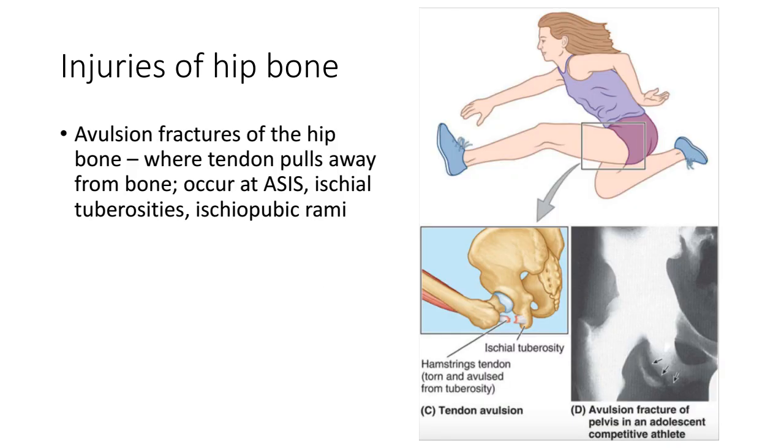Avulsion fractures of the hip bone occur where the tendon pulls away from the bone. So we see this on the ASIS, on ischial tuberosities, and on the ischiopubic rami. Right here, what you can see is that there's a pulling away at that ischial tuberosity where that tendon is being pulled away from the bone. And that's going to be from, in this case, someone who looks like they're doing some hurdling. And so down here in the x-rays, you can also see the avulsion fracture of the adolescent pelvis.